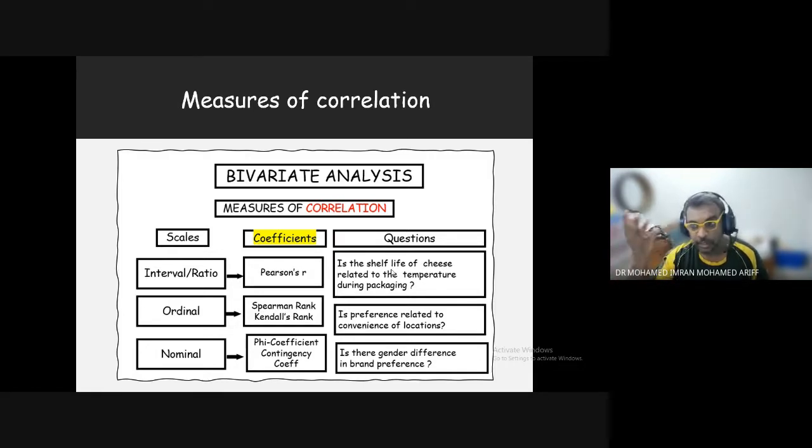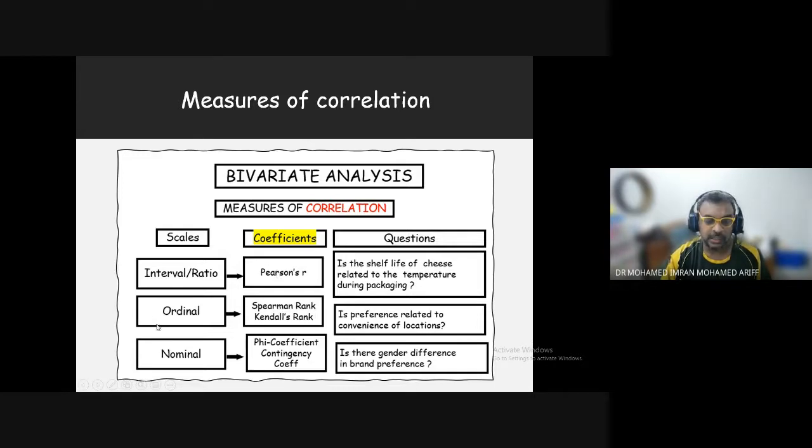Kalau kat Maidin tu dekat tempat yang sejuk tu lah. Tapi that is not a fridge. Dia cuma kat luar je kan. So how long is that? So dia nak tahu during packing ni, is there a relationship between that and the temperature during packing? So if the questions are all dalam bentuk interval or ratio, maka we are suggested to use Pearson technique.